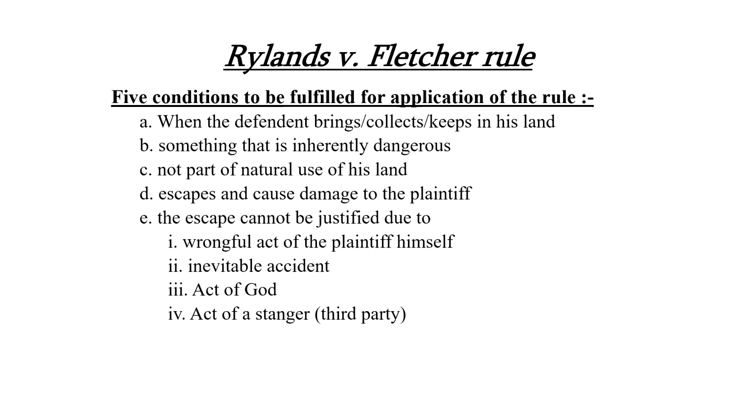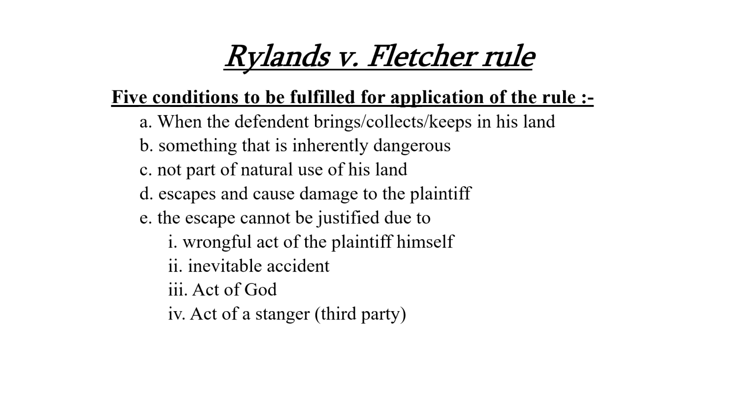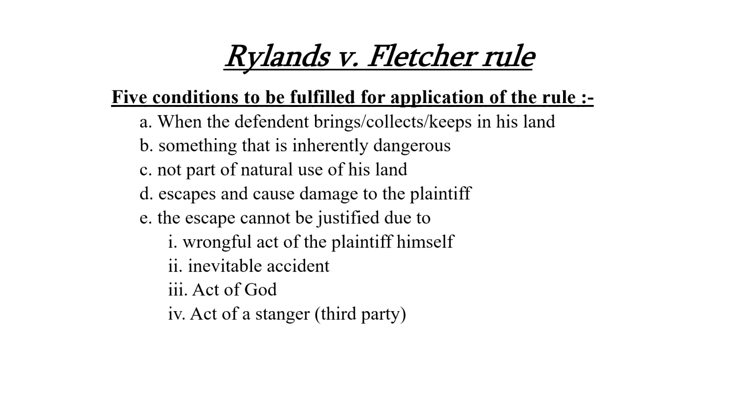So the Rylands-Fletcher rule, if we break it down into elements, is based on 5 important conditions to be satisfied. What is that? First condition, when the defendant brings, collects, keeps in his land something, right? Which is inherently dangerous. If something is not inherently dangerous, then bringing, keeping or collecting that does not have any problem. But when he brings, keeps, collects something which is inherently dangerous and which is not part of the natural use of the land, if it escapes, so escape has to happen, and after escape it causes damage.